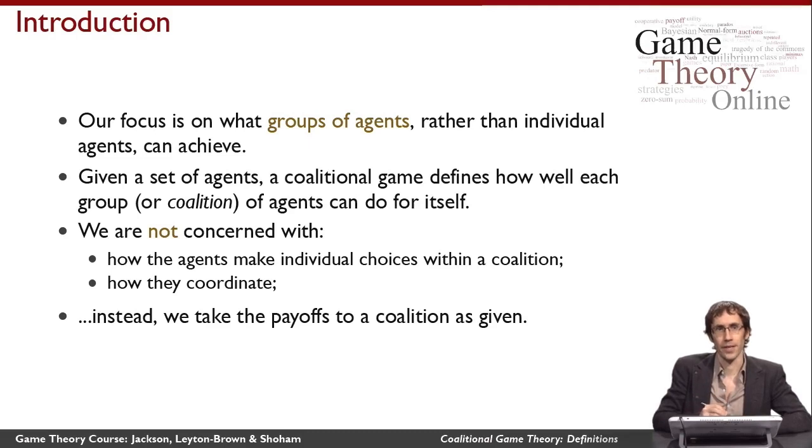And to do that, we're going to define how well each different group of agents is able to do for itself. Now, in particular, in a coalitional game, we're not going to think about how the agents individually divide work up within the coalition, or how it is that they coordinate with each other in order to form a coalition. We're going to take all of that as given and instead just think about how the coalition does altogether, what kinds of payoffs they're able to achieve.